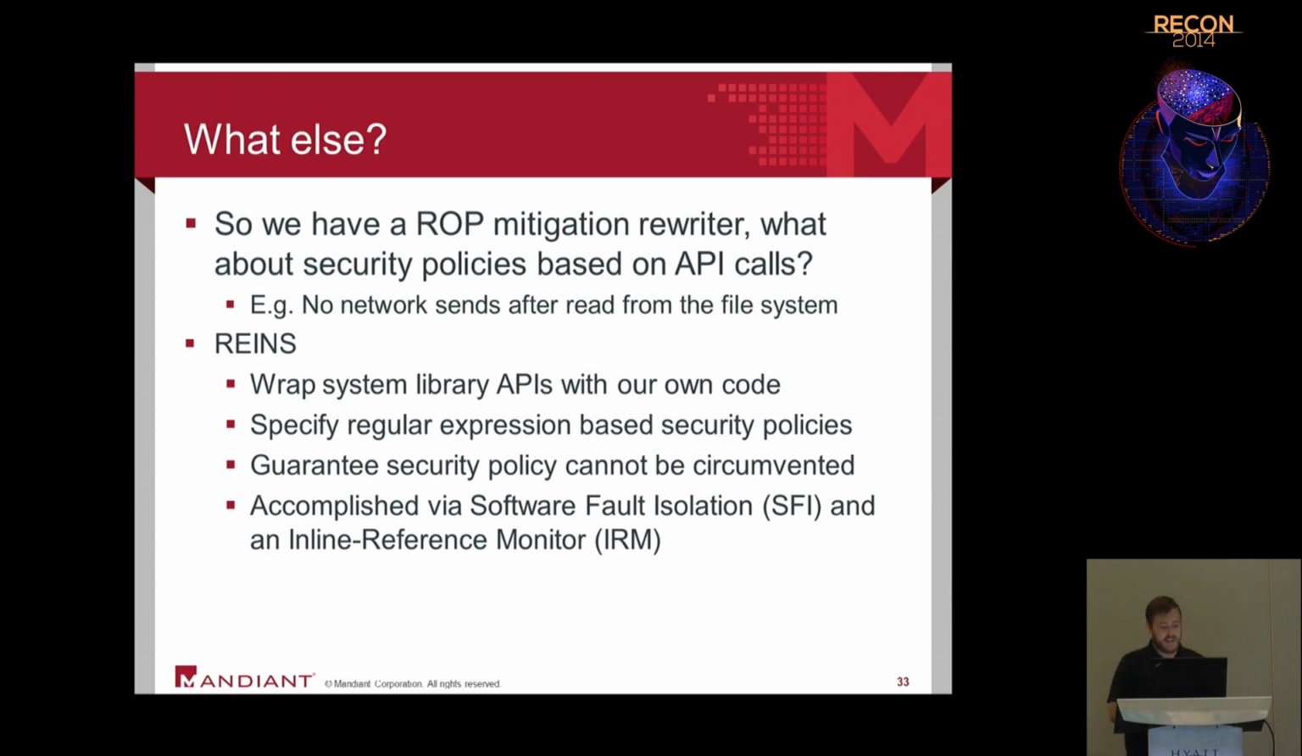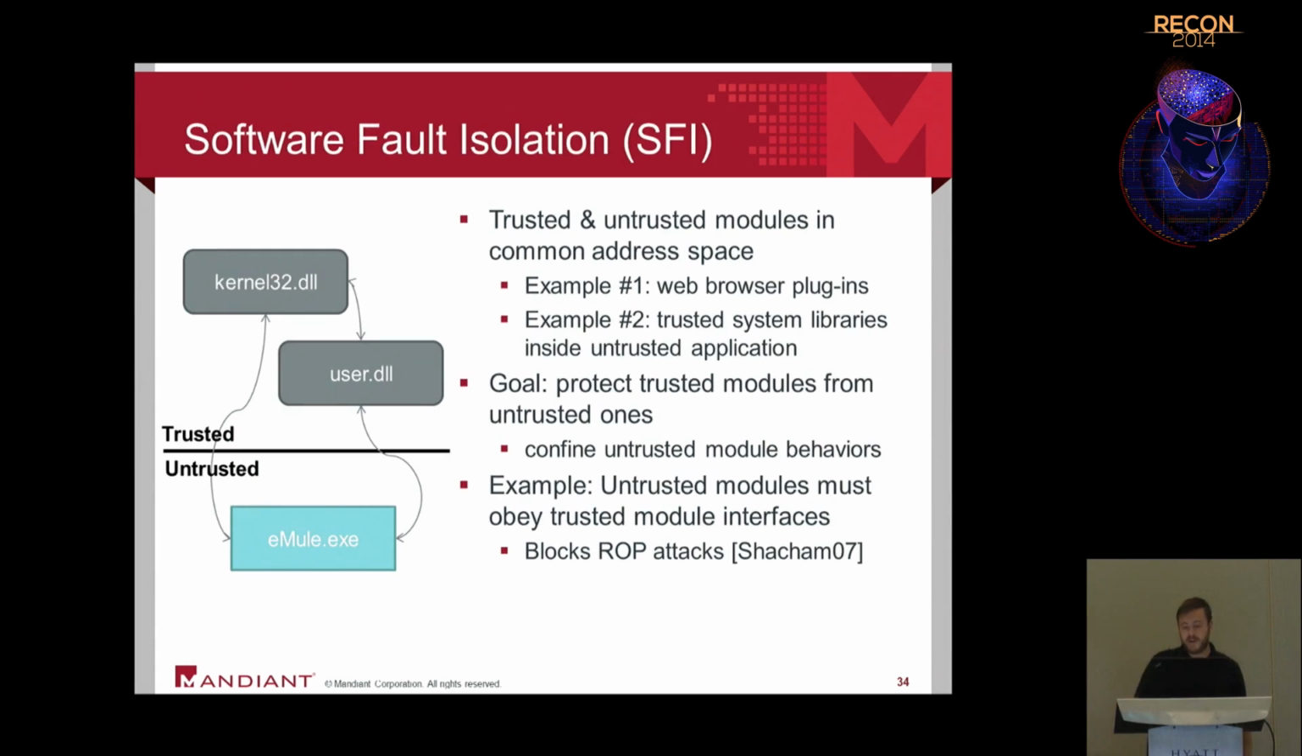So we do this via software fault isolation and inline reference monitoring. Software fault isolation is the idea that you have trusted and untrusted modules in the same memory address space, and you want to protect the trusted ones from the untrusted ones doing bad things. So, for example, you may have a web browser that has plugins that you don't trust. You have your trusted system libraries inside an untrusted application. So the general goal is, can we separate those somehow so that we can watch and guarantee that there's no evil happening in between those.